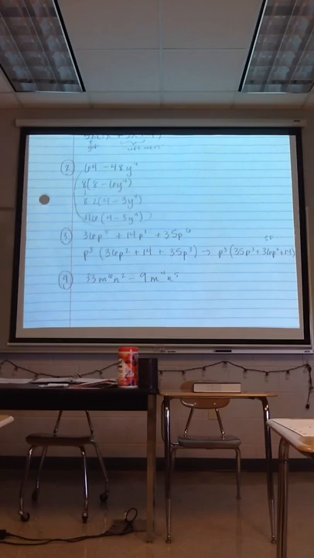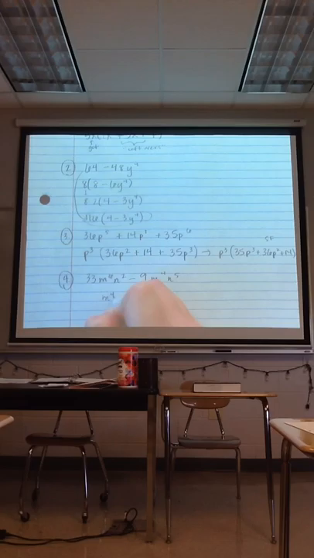All right, questions on that one? All right, one more because we got to deal with two variables. 33m to the 6, n to the 2nd, minus 9m to the 4, n to the 5th. Highest exponent goes first and then descends.